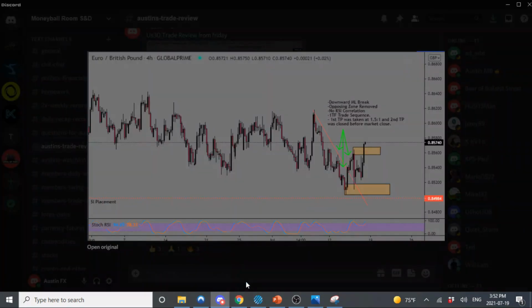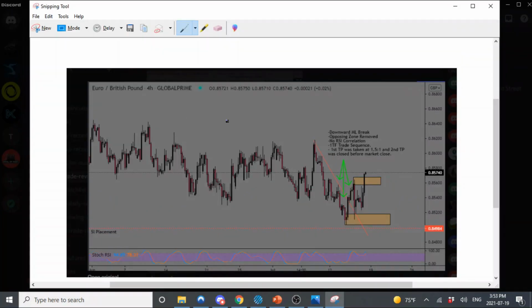So let's get back to the trade. Like I was saying, besides the strong imbalances, I personally want to see a break in structure, show me evidence that buyers and sellers are coming in.